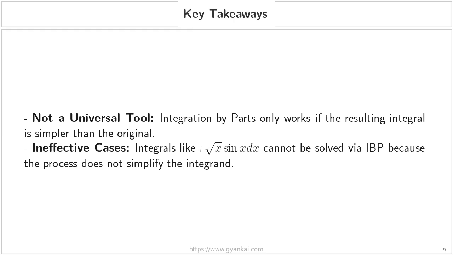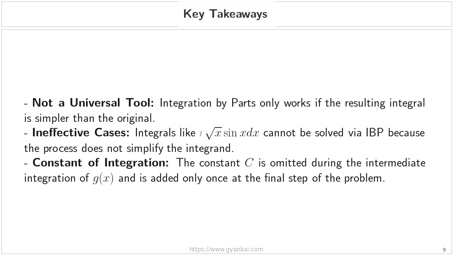Next, ineffective cases. Integrals like integral of square root of x times sine of x dx cannot be solved via IBP because the process does not simplify the integrand. Let's break that down. We specifically looked at the integral of x to the power of 1/2 times sine of x with respect to dx. After applying integration by parts, we ended up with another integral, the integral of cosine of x divided by square root of x with respect to dx, and that new integral was just as tricky as the one we started with. Because it didn't become simpler, IBP wasn't a useful method in that case. It doesn't mean there isn't a solution, just that IBP won't get us there.